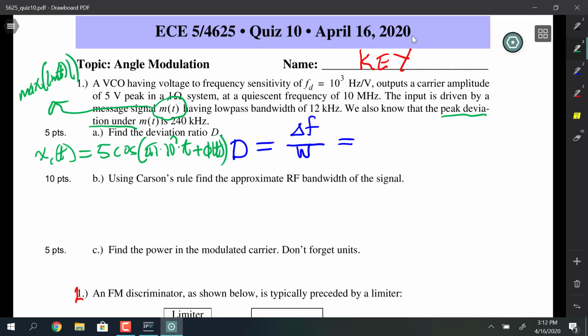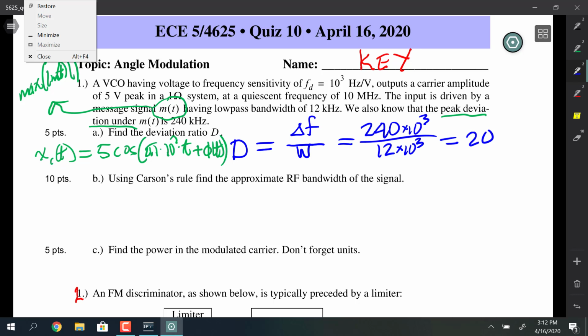Okay, but in this case, you're given that. So I guess we could back out of here what that would have to have been. So maybe that's another side question that I could look at when we get done here. So we have 240 kilohertz over 12 kilohertz. 12 goes into 24 twice, and then we've got the 0 there, so we've got 20. Peak deviation is 20. Deviation ratio is 20 in this case. Does everybody agree with that?